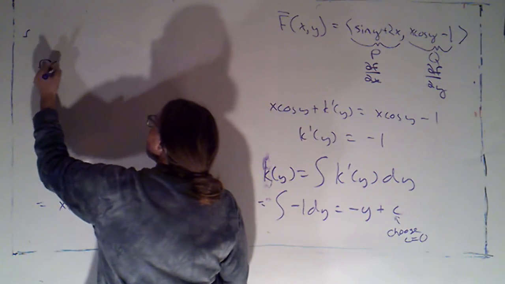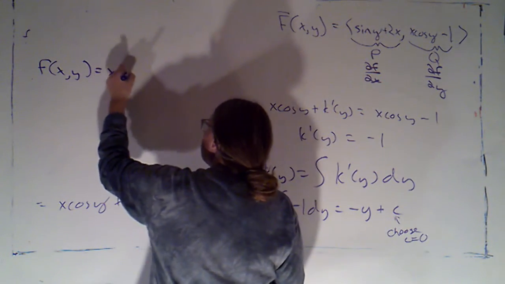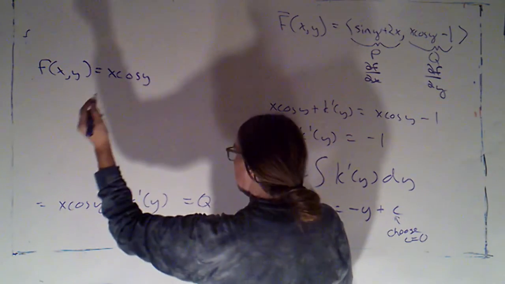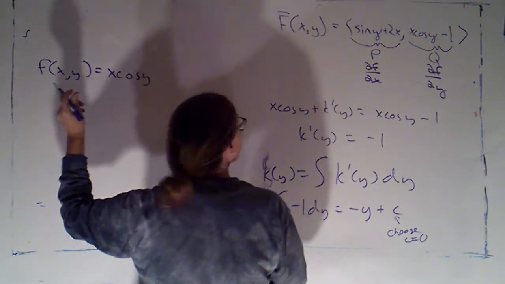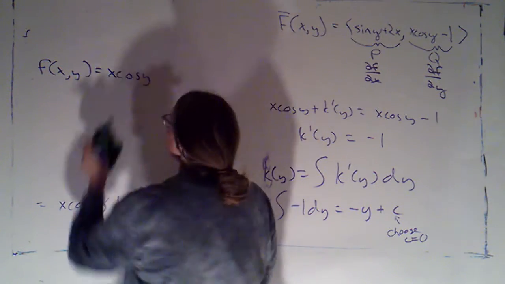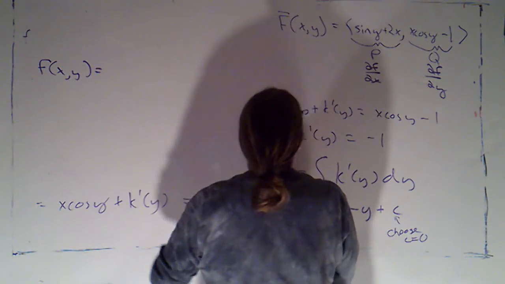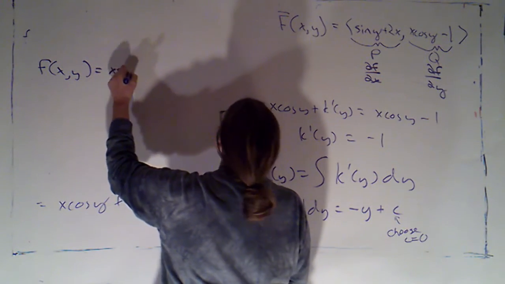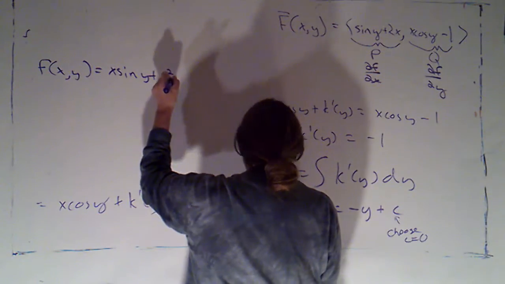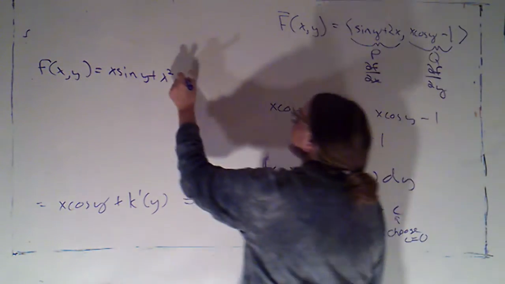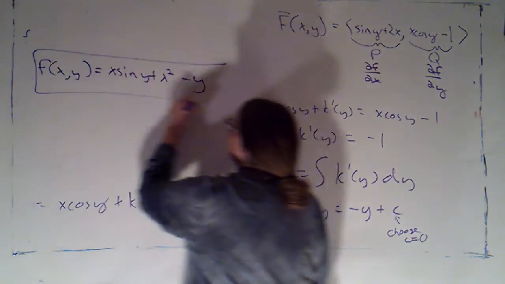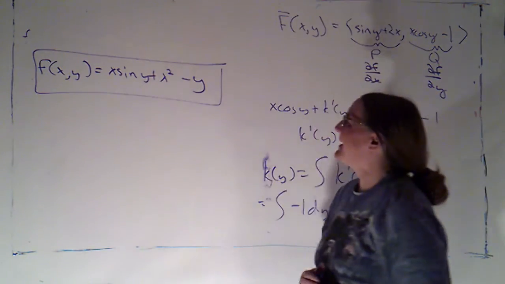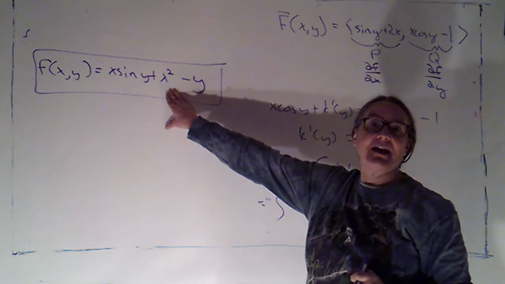But now I can say my potential function f of x, y is, oh, sorry, I erased the wrong bit. I erased what we had before. It was x sine y plus x squared plus k of y, which I now know is minus y. Sorry, I was starting to copy the partial with respect to y instead of what f was. But this is just putting the pieces together with what we had previously.